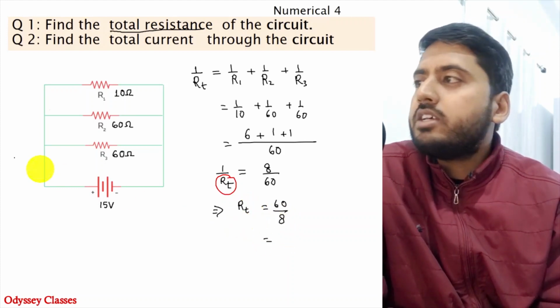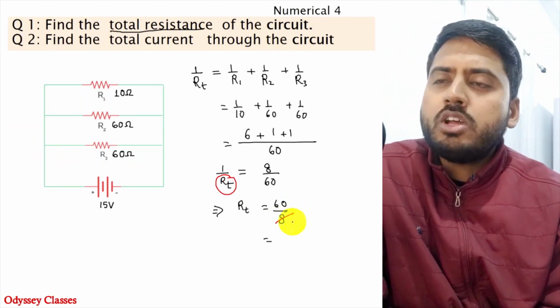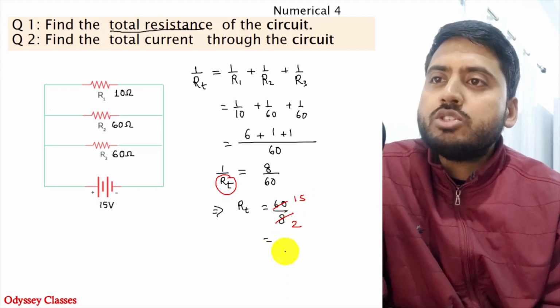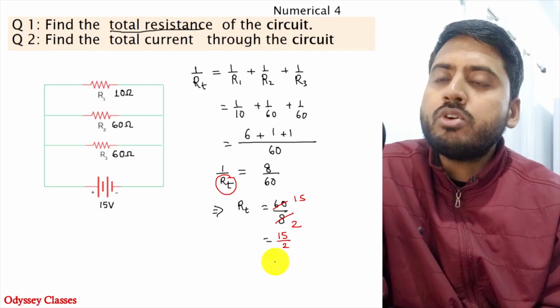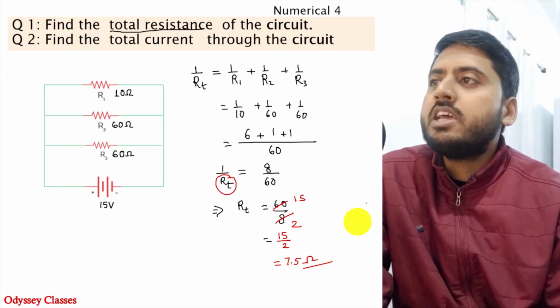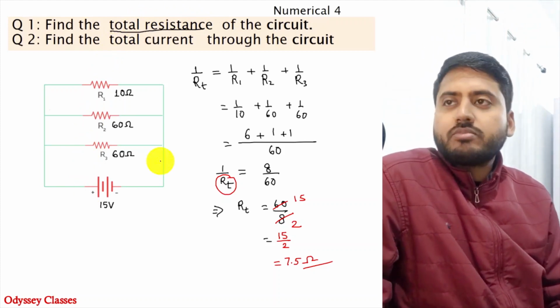We can simplify this further using the table of 4. This will be 4 times 2 is 8, and this is going to be 15. So 15 by 2, we got this value in the last step also. This is coming as 7.5 ohm, and this is the equivalent resistance of this parallel circuit.